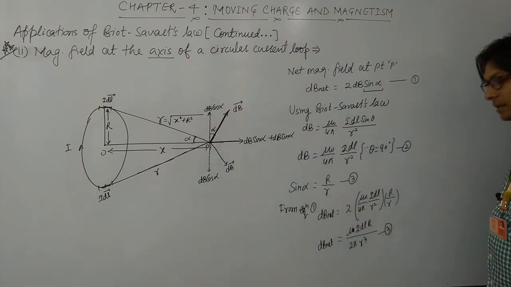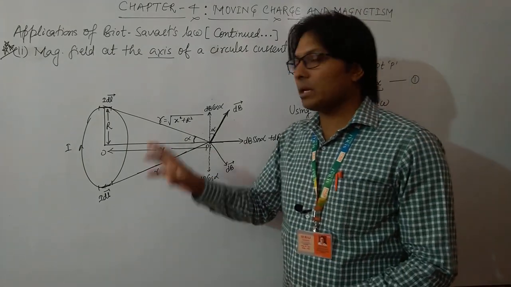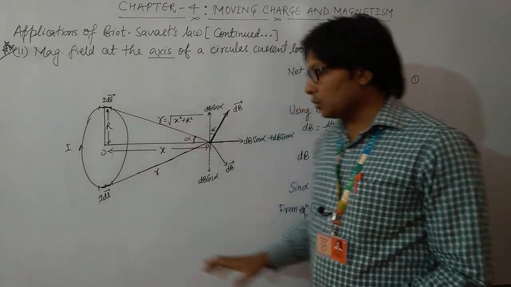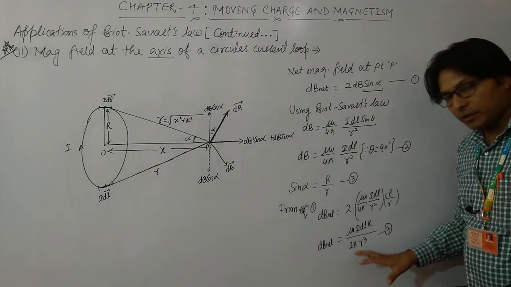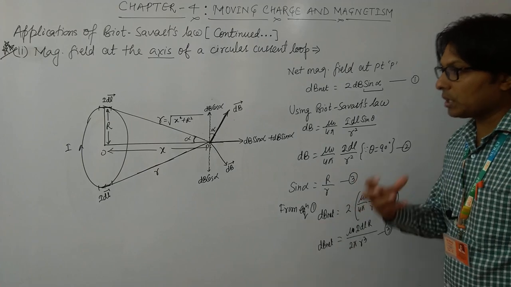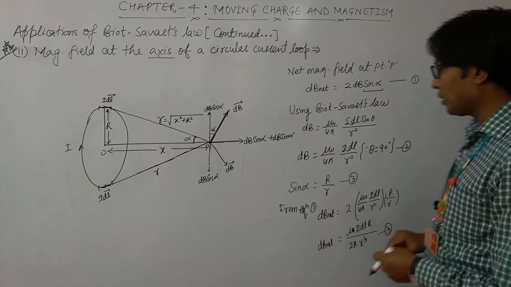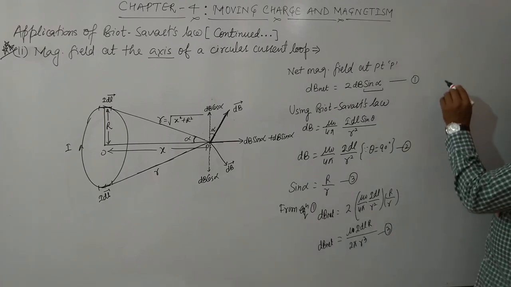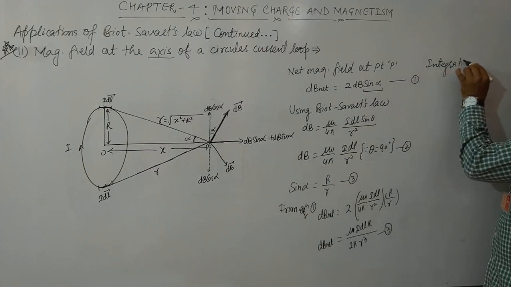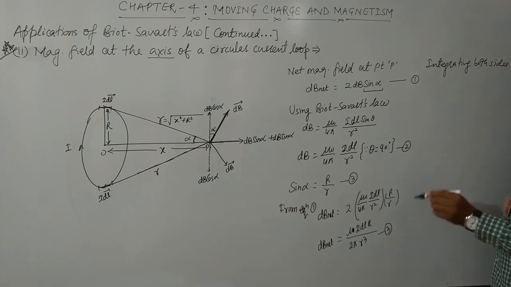So is this the final result? You will say no, because we have to find the value of the total magnetic field at point P due to this whole loop. So what we have to do is integrate this to have the total magnetic field due to this complete circular loop. So integrating both sides, we can have dB net.